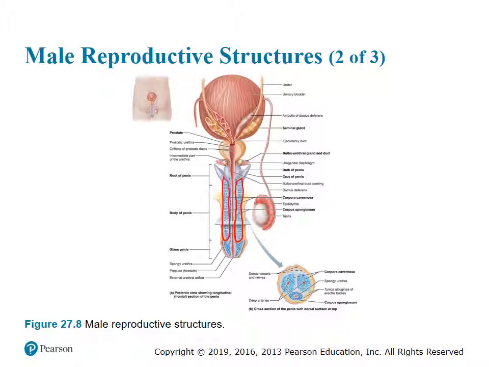the corpora cavernosa. And those are the ones that actually fill up with blood, along with the corpus spongiosum, by the way, fill up with blood, and this is where the penis becomes erect.